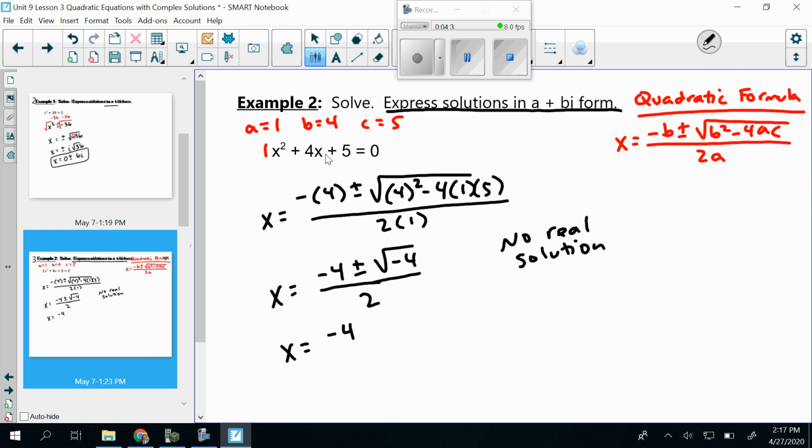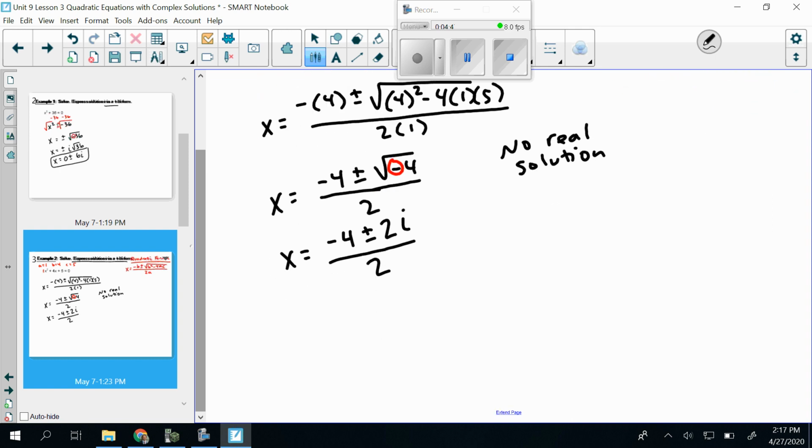Negative under the square root here, we're going to change that into an i. So we got plus or minus i. And then what would be left is square root of 4, and we know square root of 4 is 2. And so now we have this as our complex solution.